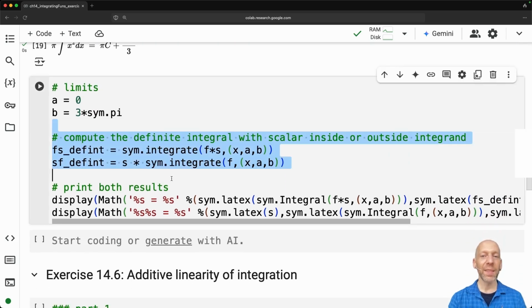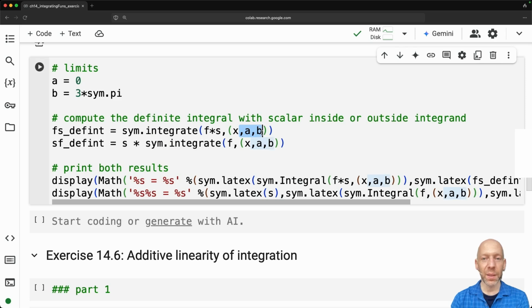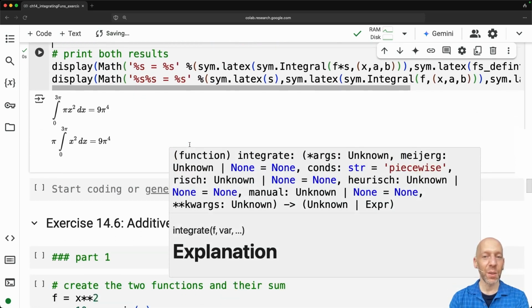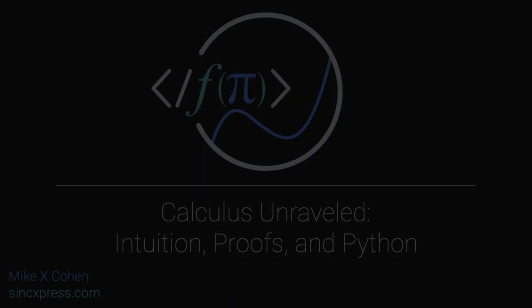Here we have exactly the same thing. The only thing I'm adding to this code here, these two lines, is the second input into sym.integrate. Instead of just being a variable, it's a tuple with 3 elements. So we have x because we are integrating with respect to x, and then we have the lower and the upper bounds of integration. And that's how SymPy knows to calculate a definite integral. And of course, those results are the same, not surprising.